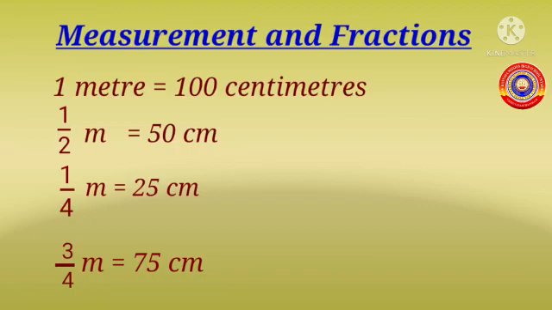Like that, 1 meter is equal to 100 centimeters. Then half meter is equal to 50 centimeters. Then 1 by 4 meter or quarter of a meter is equal to 25 centimeters. Then 3 by 4 meter or 3 quarters of a meter is equal to 75 centimeters.